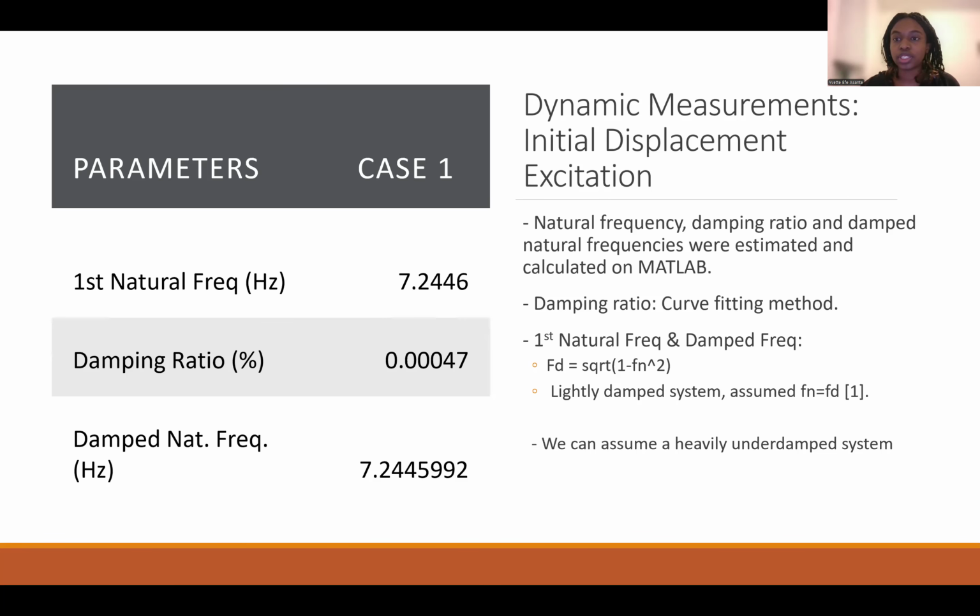The first natural frequency and the damped frequency were determined through calculation, where the damped frequency equals the natural frequency times the square root of 1 minus the damping ratio squared. Since this is a very lightly damped system, already suggested by the low damping ratio of the first case, we assumed that the natural frequency would be the same as the damped frequency. This can only be assumed under a heavily underdamped system, however.